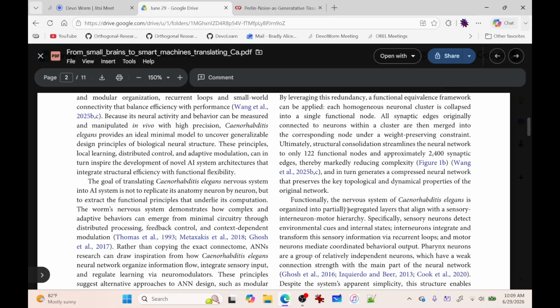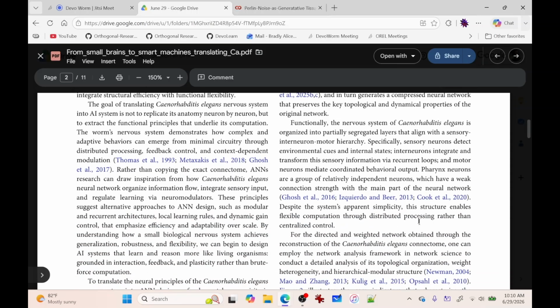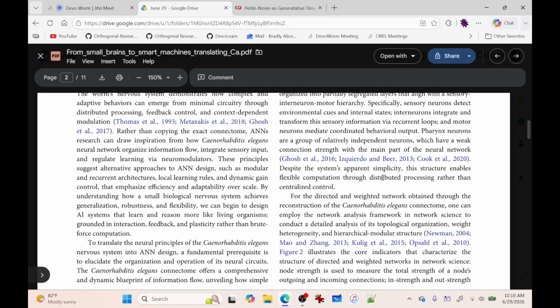Then they say that there are these partially segregated layers with a sensory, interneuron, motor hierarchy. So this is, again, what we talked about last time. We have these sensory neurons, motor neurons, and interneurons. So we have these layers in the C. elegans nervous system: the sensory neuron layer, the interneuron layer, and the motor neuron layer. Motor neurons drive behavior. Sensory neurons take in inputs from the environment. The interneurons connect them. So that means that we have further structure here that we can use to guide behavior. This allows flexible computation through distributed processing rather than centralized control.